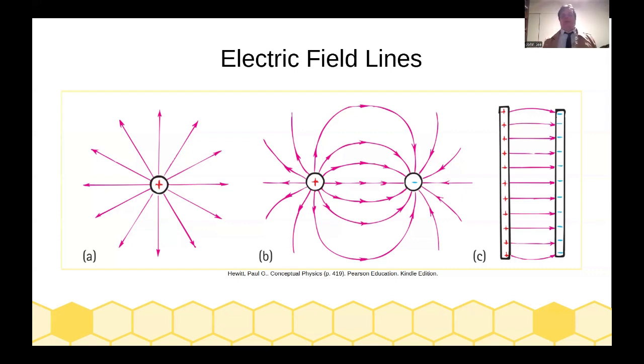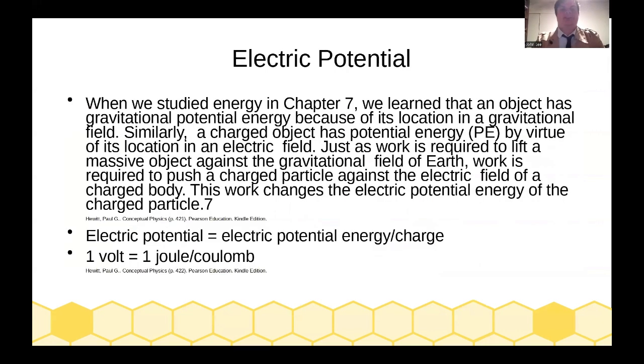And then if you have two plates where one plate is positively charged throughout and the other plate is negatively charged throughout, you see straight lines going from one plate to the other, as the positive plate would push your positive test charge away, and the negative plate would pull your test charge towards it. In addition to this electric field, there is also electric potential.